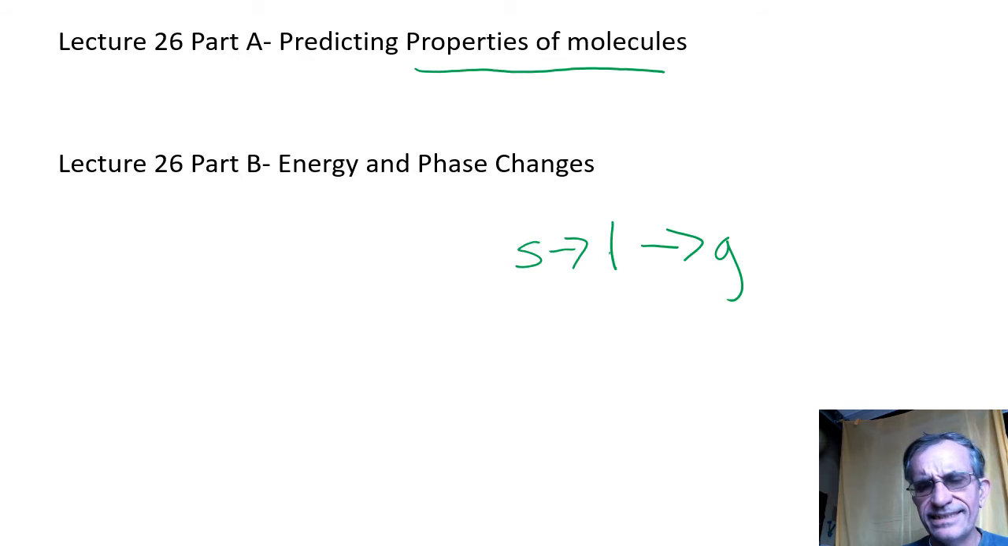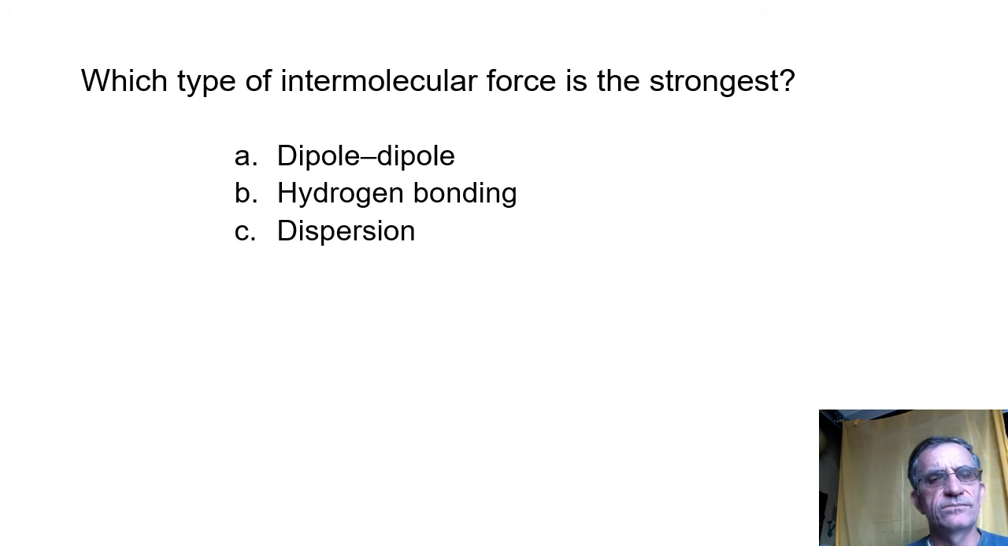Before we get to any of that, we still have to really understand intermolecular forces, so let's do a quick review. We talked about last time: hydrogen bonding, dispersion forces, and dipole-dipole. First question: do you remember which one of those three is the strongest? Dipole-dipole, hydrogen bonding, or dispersion? It's hydrogen bonding. Hydrogen bonding is the strongest kind of intermolecular force.